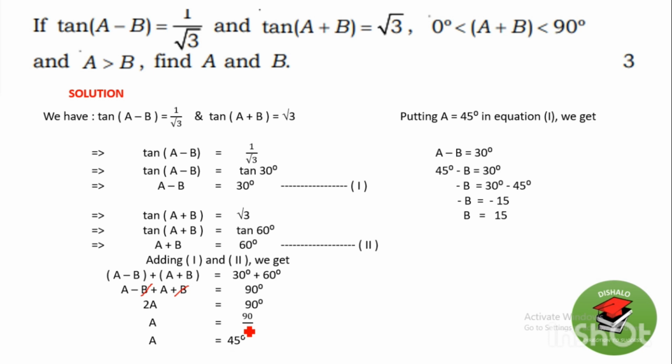Now it's simple, you put the value of A in either equation 1 or 2. Here I have put it in equation 1, so A minus B equals 30. Instead of A, you write 45, minus B equals 30. Minus B equals 30 minus 45. So minus B equals minus 15, the minus signs cancel, and B equals 15 degree. So this was also very easy.